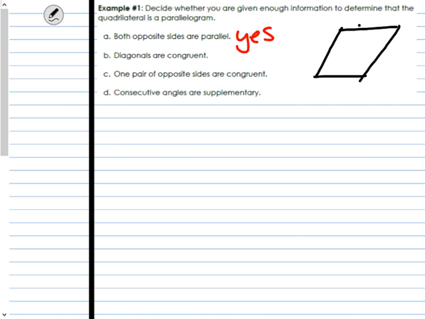Okay, if I know that this side is parallel to this side, and this side is parallel to this side, is that enough information? Yes, it is.